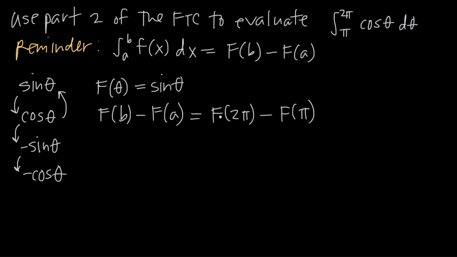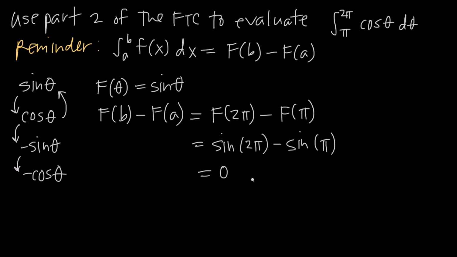And when we say that capital F is sine of theta, we can say here sine of 2 pi minus sine of pi. And now we just need to simplify. So if we look at our unit circle, or if we plug this into our calculator, as long as our calculator is in radian mode, not degree mode, sine of 2 pi is 0, so we get 0 here.